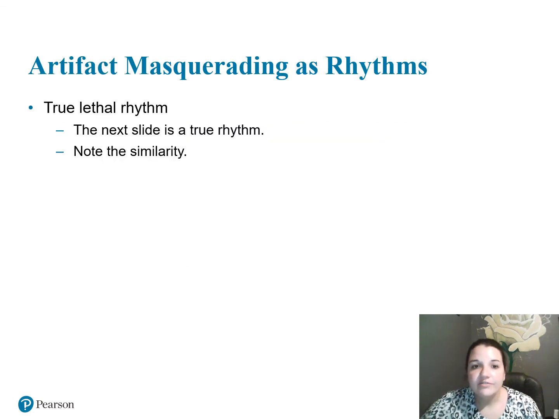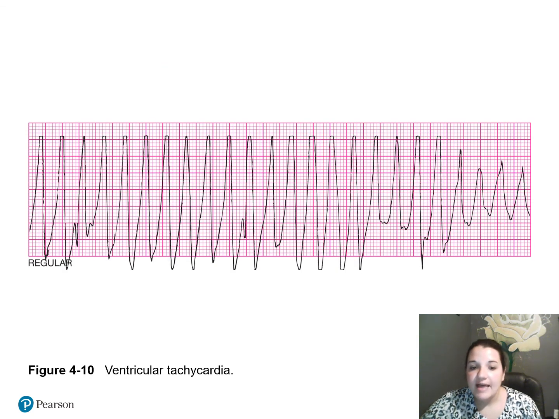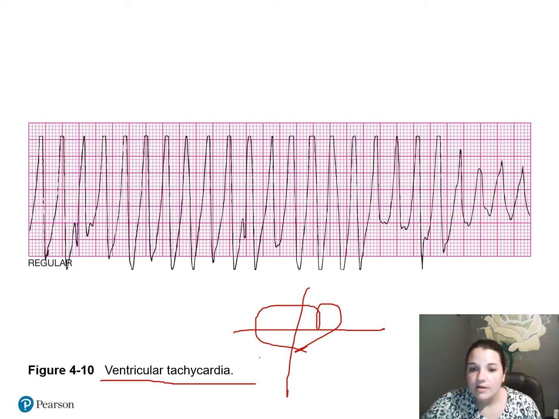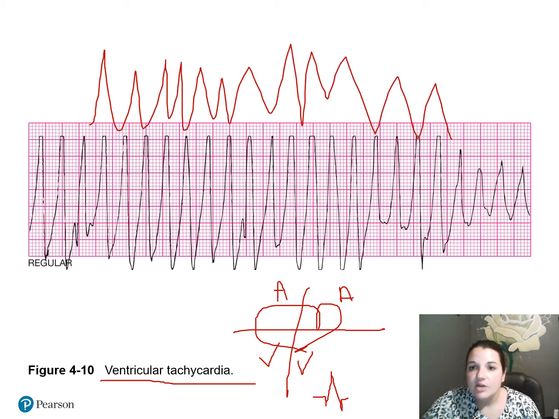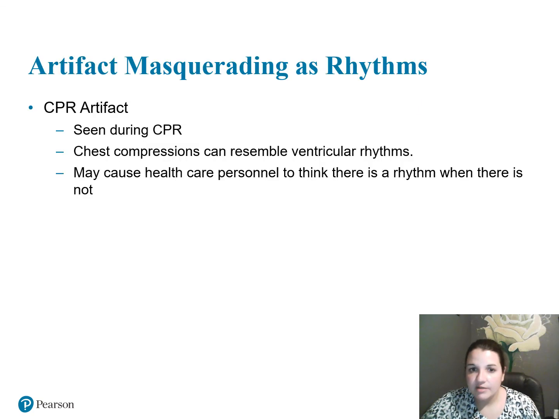A true lethal rhythm. The next slide is a true rhythm, and note its similarity. This is somebody who is actually having a ventricular tachycardia. Now remember, ventricular, we're talking about the ventricular chamber at the bottom of the heart. Your ventricles are down here, and your atrium is at the top. Ventricles are represented by your QRS, and look at all of your QRSs, which means we're having a ventricular tachycardia. Very similar to your toothbrush tachycardia.